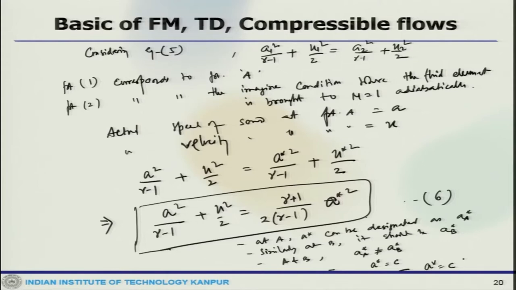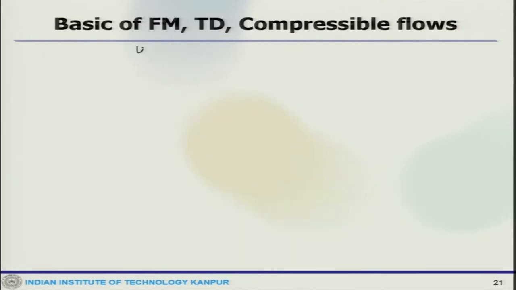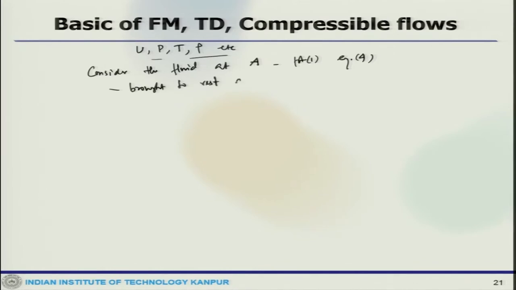Now, if we return to the stagnation conditions, like for U, P, T, density like that. Let us consider the fluid at A, which is point 1, equation 4, and this fluid is brought to rest isentropically at point 2. So, what will happen then? U2 equals 0, P2 will be P naught, T2 would be T naught, and something like that.